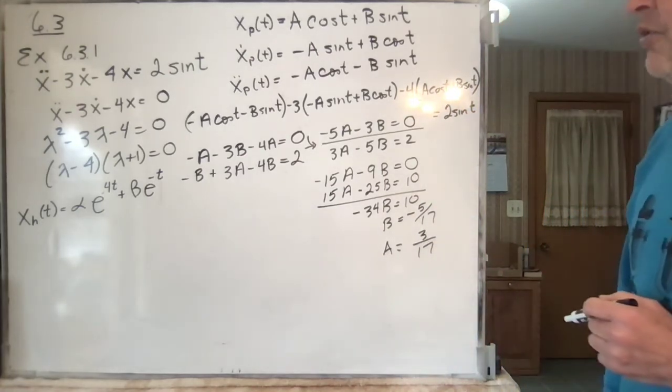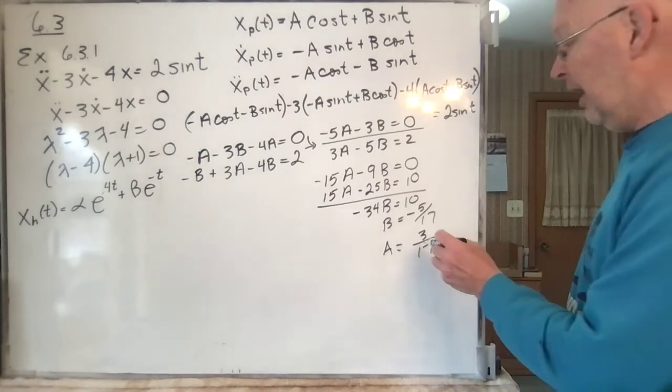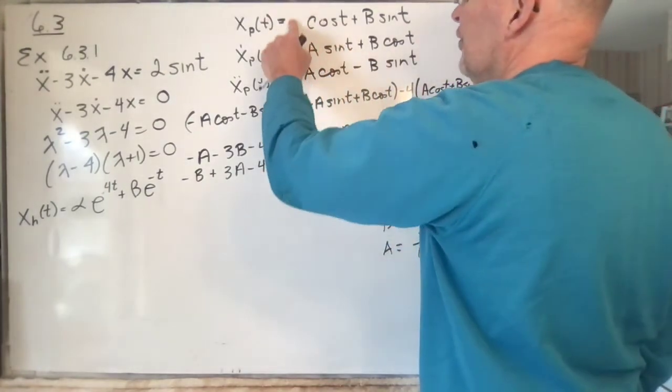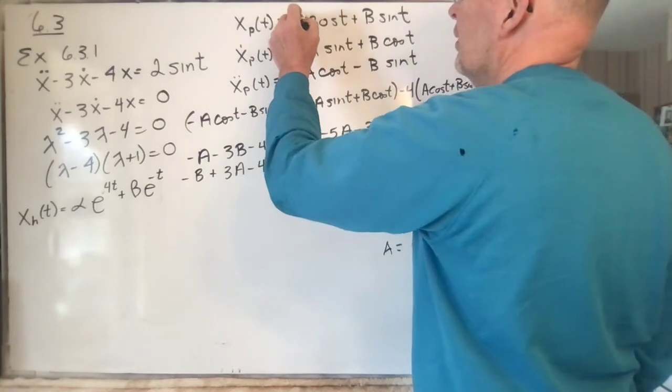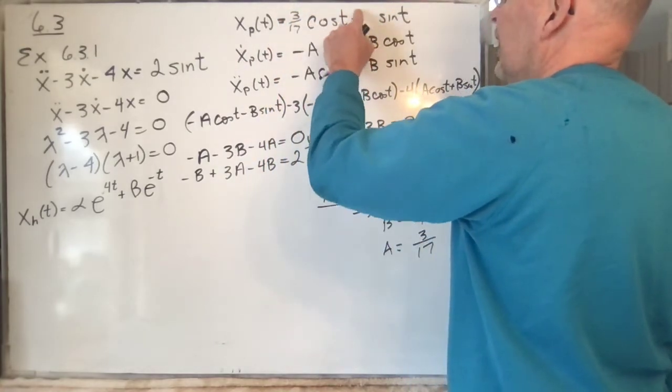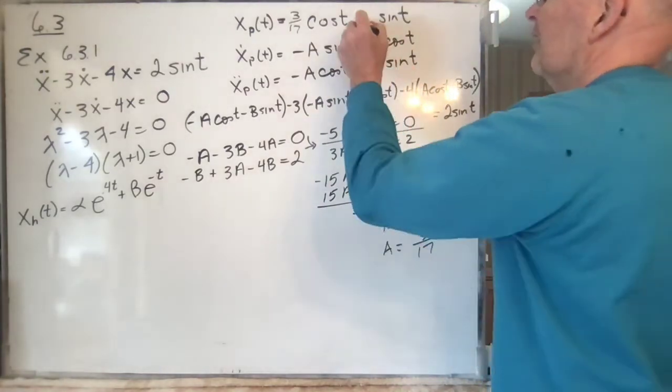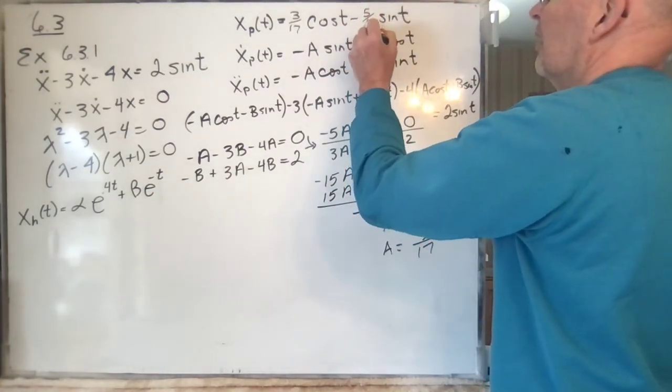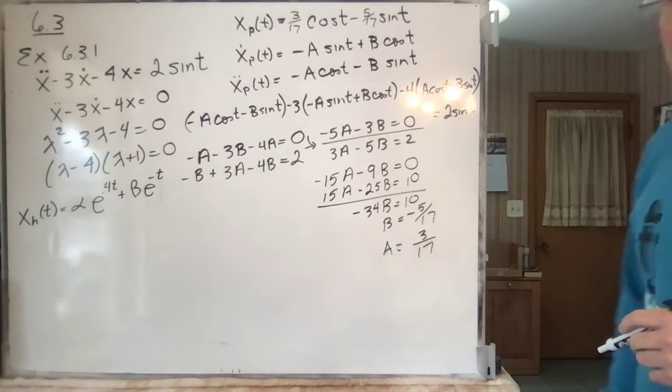There. So there's your particular solution. A is equal to 3/17, just for sake of space. Let me go ahead and put it up here. And beta is equal to negative 5/17. So there is a particular solution.